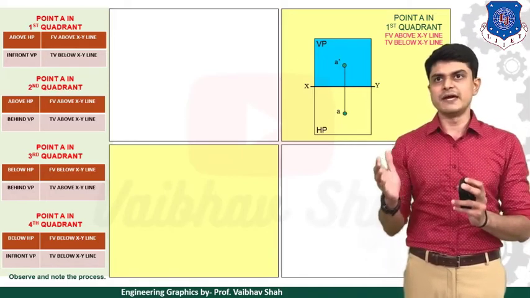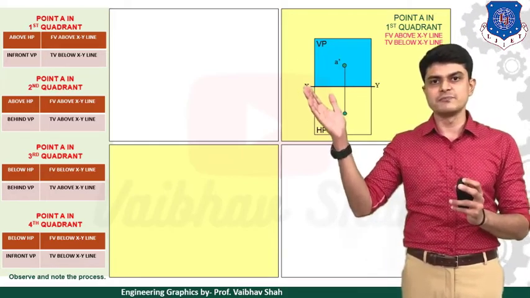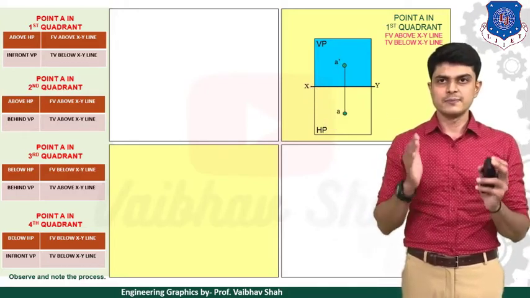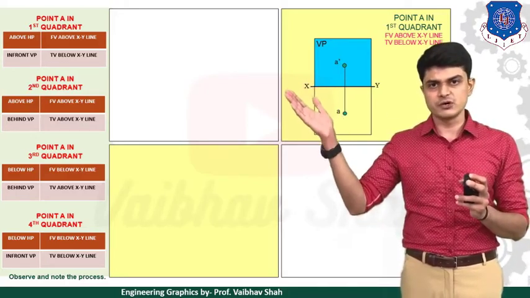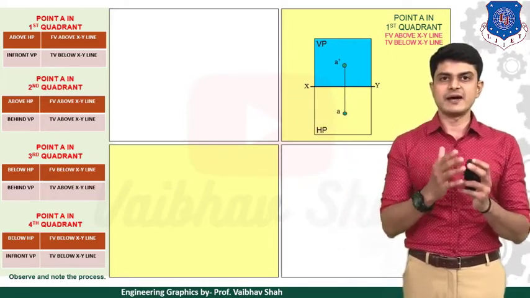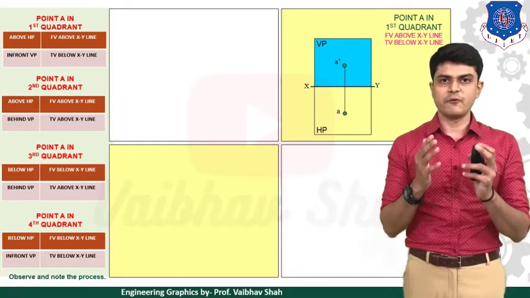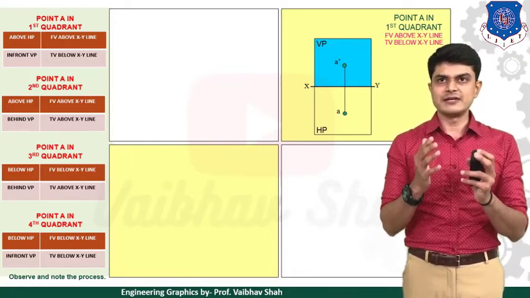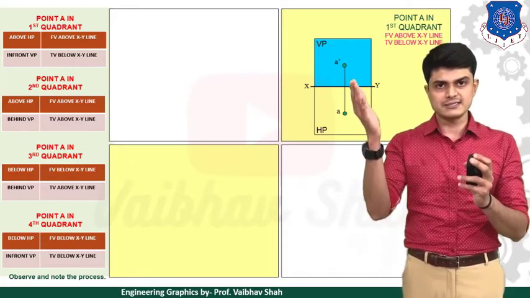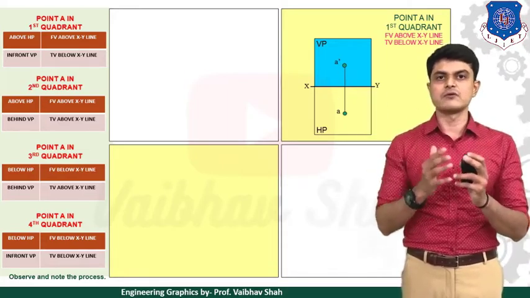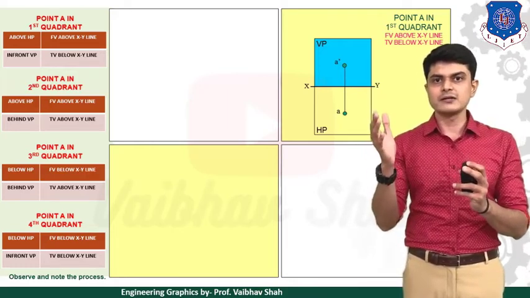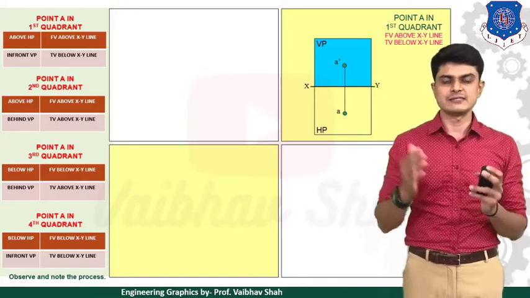Now, what you need to remember. Always remember, whenever your point is above HP, your answer would be the front view above the XY line. Always. Whenever your point is in front of VP, your top view would be below the XY line. So that means whenever your point is above HP, your answer would be your front view, or your point with a dash, above the XY line like this. And whenever your point is in front of VP, your answer would be your top view below the XY line, or your point without dash below the XY line like this, right?